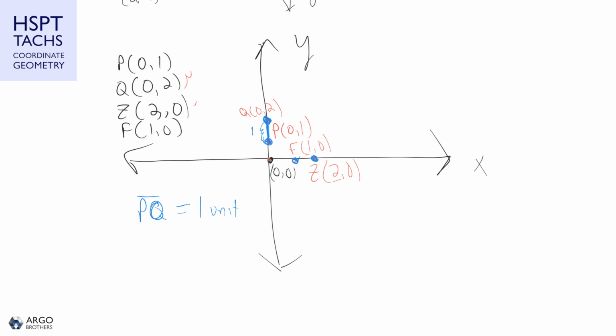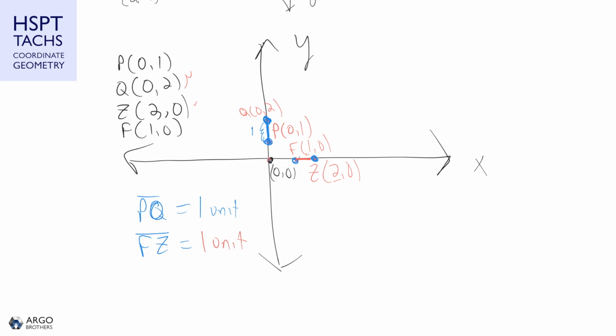Now what about the distance between F and Z? Well, again, we just went across 1 unit. We went to the right 1 unit, so FZ distance is also 1 unit. Now, how can we find these distances without looking at the graph?